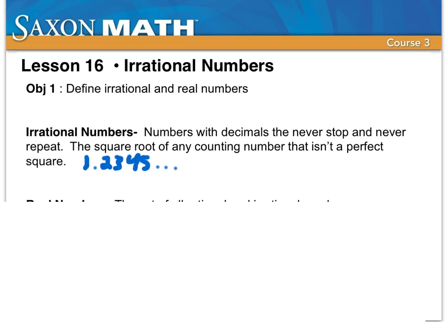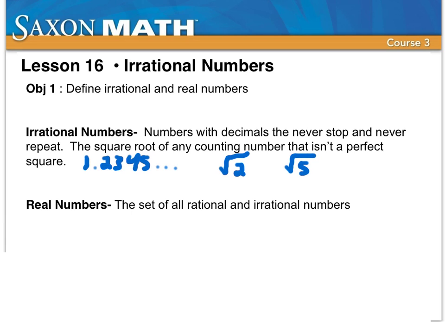It can also be the square root of a counting number that's not a perfect square. Remember our perfect square numbers were 0 and 1 and 4 and so on. So like the square root of 2. I don't know what number times itself gives me 2. Or the square root of 5. I don't know what number times itself gives me 5. So those two numbers are irrational numbers.